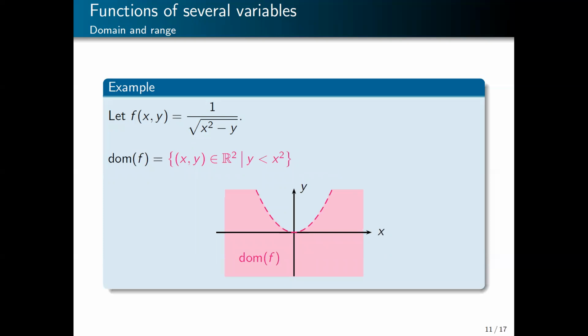The graph of this set in the Cartesian plane is the set of all points below the parabola y equals x squared, excluding all points on the parabola itself.